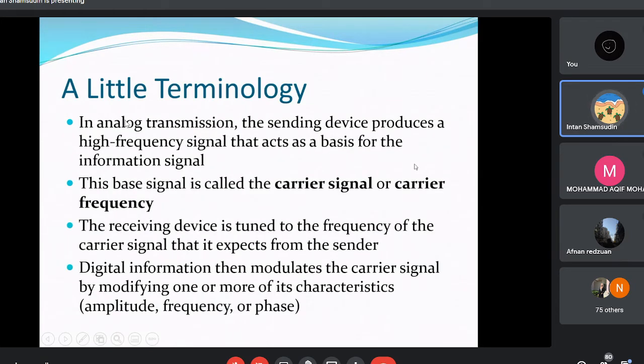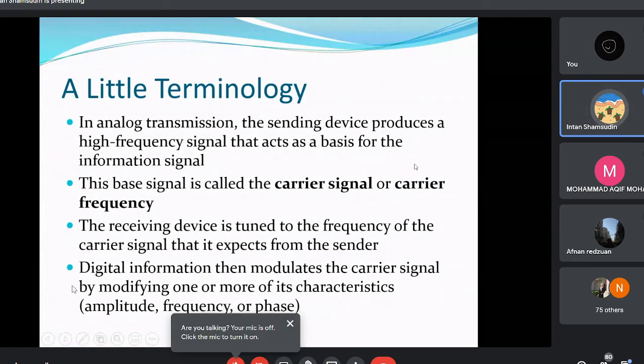Right. And then in analog transmission, the sending device produces a higher frequency signal that acts as a basis for the information signal. Okay. The base signal is called a carrier signal or carrier frequency. The receiving device is tuned to the frequency of the carrier signal that it expects from the sender, and then digital information then modulates the carrier signal by modifying one or more of its characteristics, okay, either amplitude, frequency or phase.